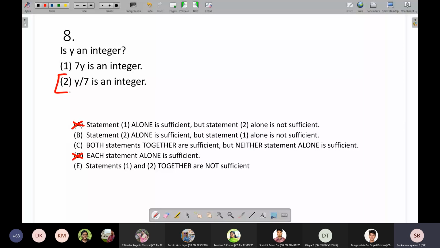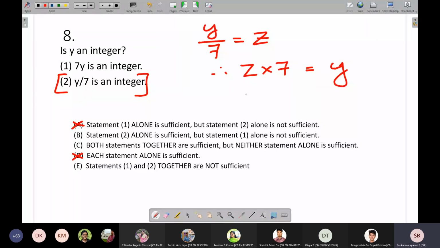If y by 7 is an integer, then I can consider that 7z, z into 7, is equal to y, and I can automatically conclude that an integer into 7 will be an integer, which means y is definitely an integer. I can conclude with the help of statement 2 alone. Did you get my point?